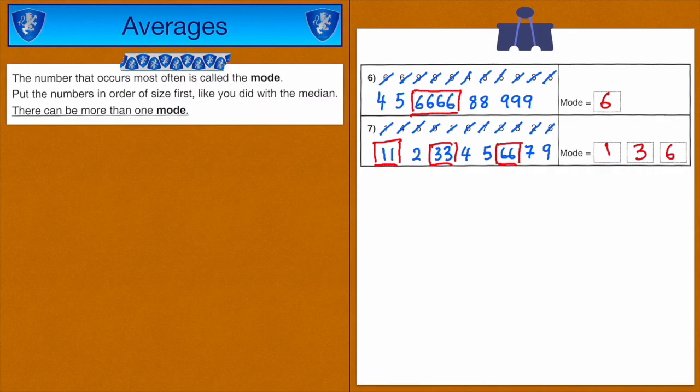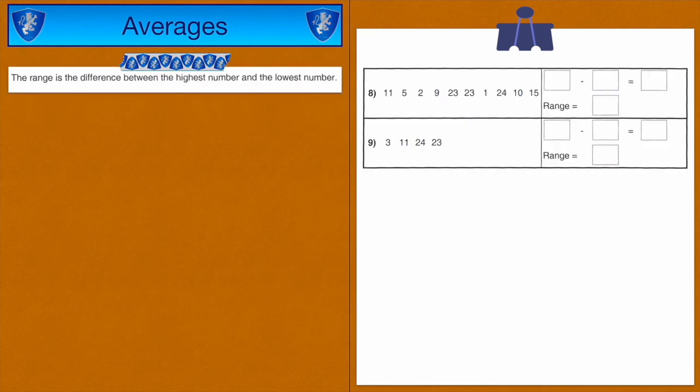Right. Okay, now the last one's the simplest one. It's called the range, and all it says is the difference between the highest number and the lowest number. That just means you do the highest number, take away the lowest number. So we'll have a look at number 8 here. The highest number here is 24 and the lowest is 1. So you just say 24, take away 1 is 23. So that's your range, 23.